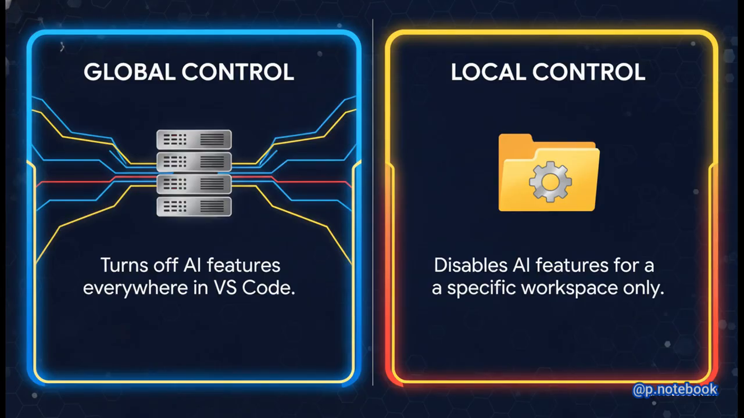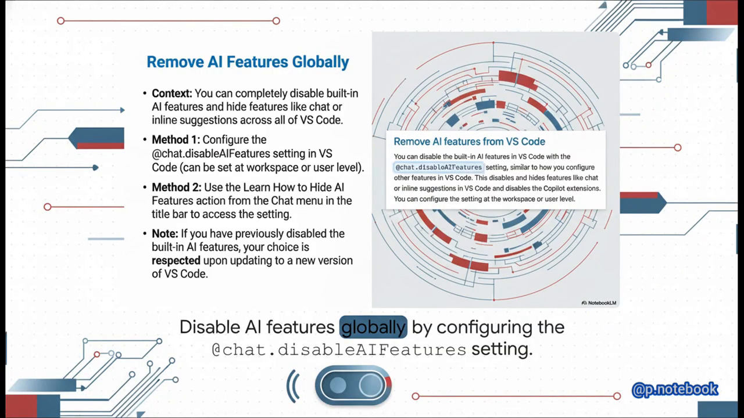So you really have a choice here. Think of it like a master switch that turns off all AI features everywhere in VS Code. Or you can take a more targeted approach and just flip the switch for the specific project you're in at the moment. So to disable Copilot everywhere, you're going to go to your user settings and find @chat.disableAIFeatures. This is that master switch. It will shut down all AI features, chat, inline suggestions, everything across every single one of your projects.